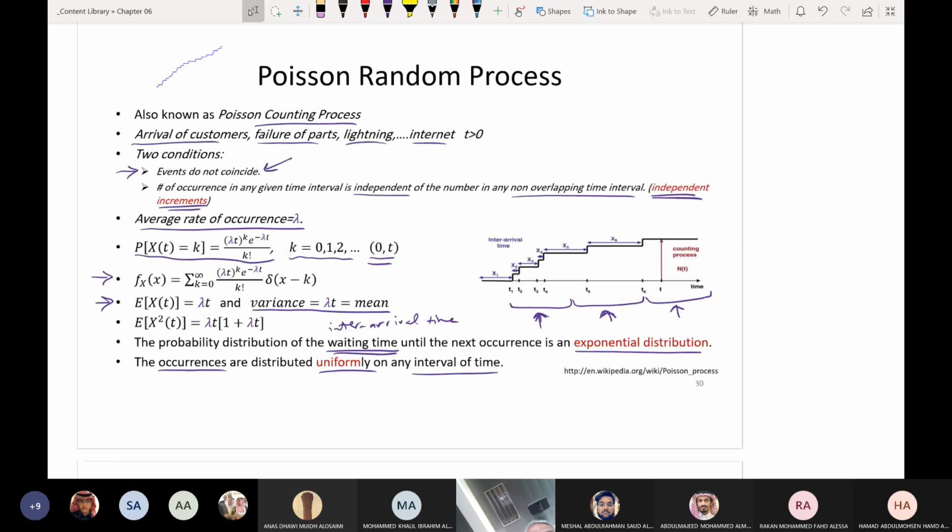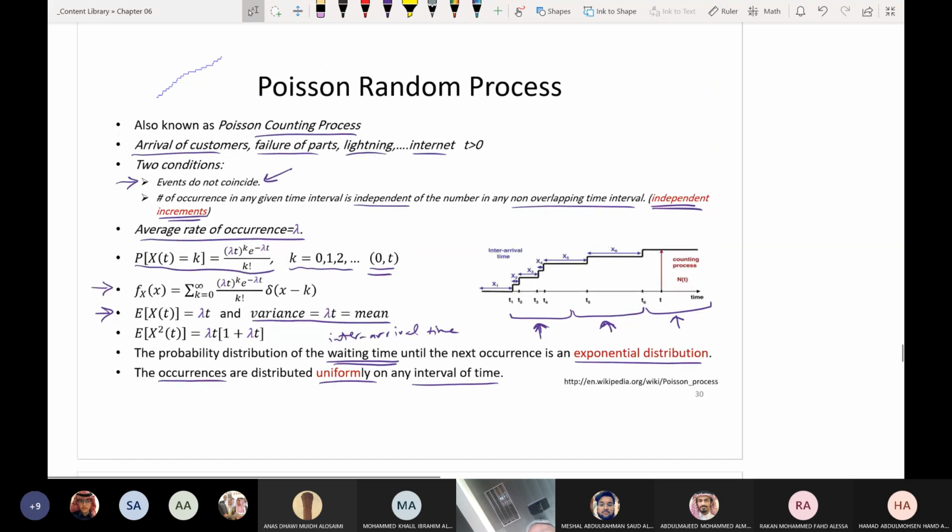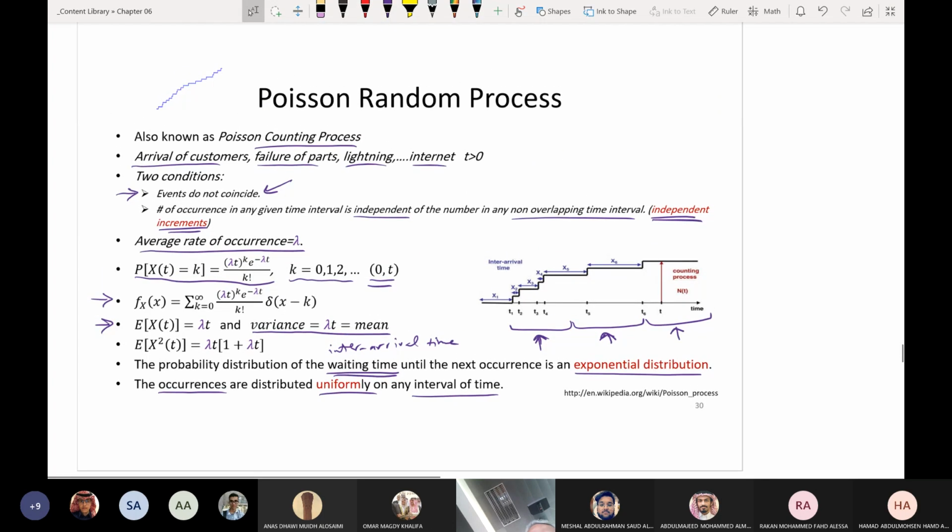Now we'll take examples. Any questions? We have done the Poisson random variable before, and we studied several examples about that, and it came in the exam and so on. However, here we are including time. That's the difference. It's a random process rather than only a number.